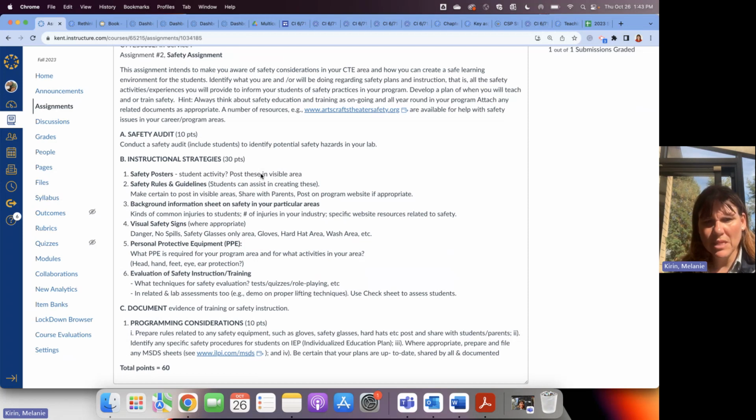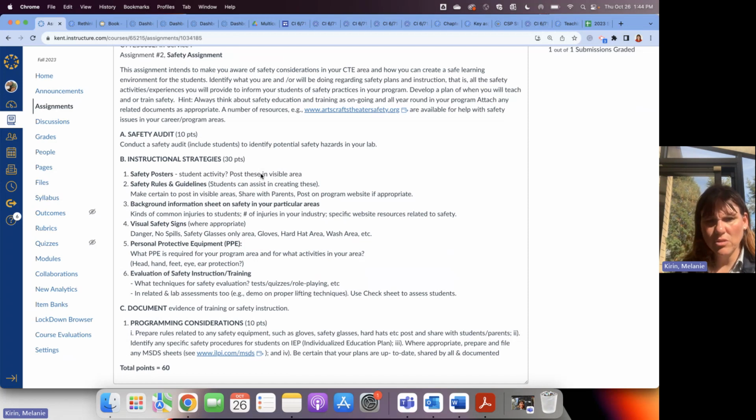Include a background information sheet on safety in your particular area, so the common types of injuries in a number of industries, right? That should be a part of that training with your students. So you've shown them the posters and the guidelines. Now, what actually happens in your particular industry? Visuals, markings, PPE if you have them. If you don't, please just address number 5 and say we really don't use PPE because none is required, but that's fine.